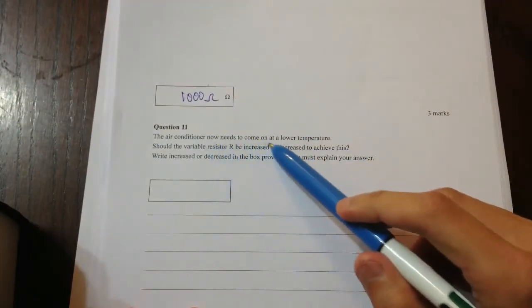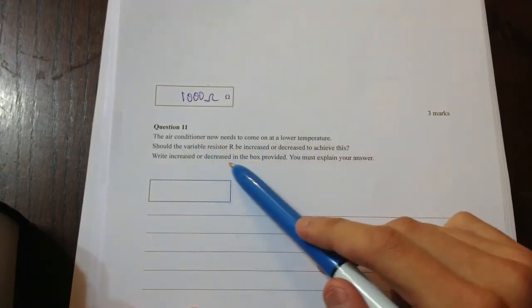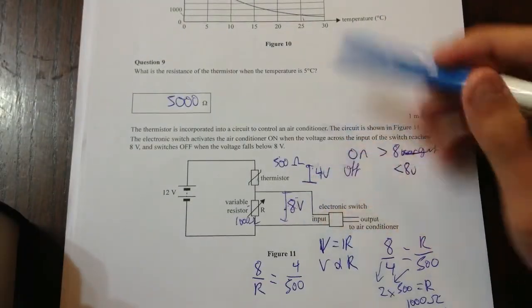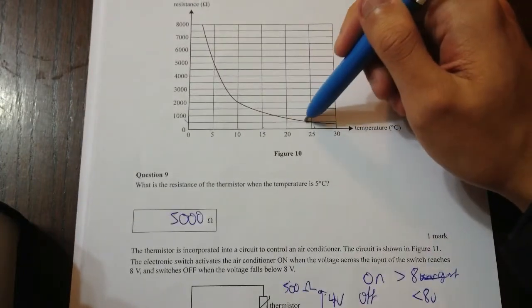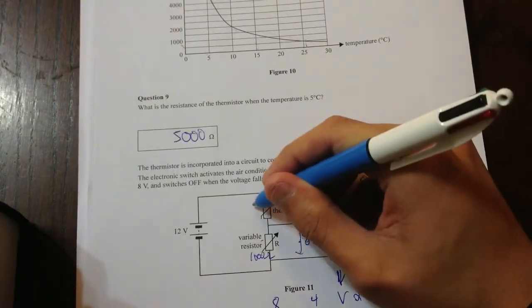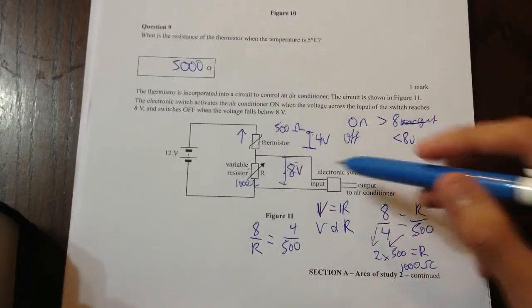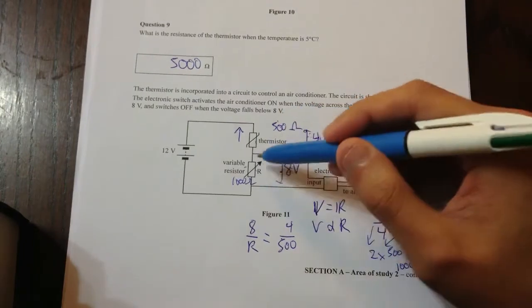Okay, the air conditioner now needs to come on at a lower temperature. Should the variable resistor R be increased or decreased to achieve this? Write increased or decreased in the box. You must explain your answers. Okay. If the air conditioner now needs to come on at a lower temperature, that means we still want this to be 8 volts, but at a lower temperature. So if we go down to a lower temperature, we realize the resistance is rising. So we know this thermistor resistance is rising. And so to keep the same proportion, we know 8 on 4 must be this R on this one. So this must be twice of that.